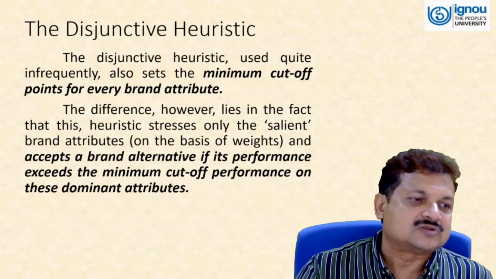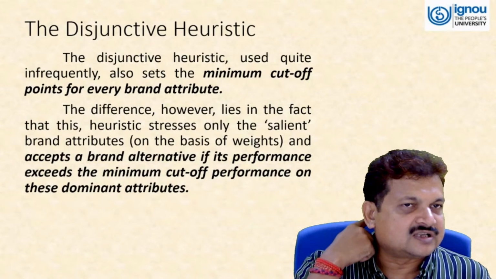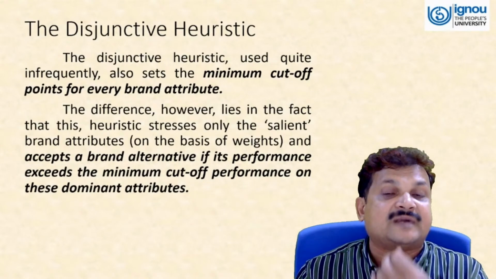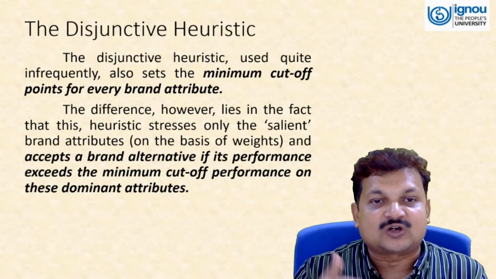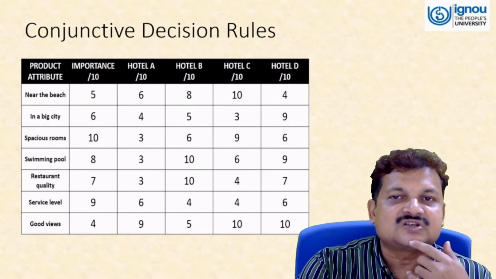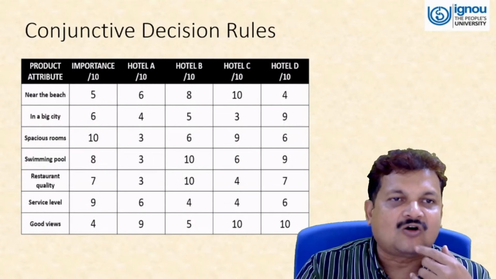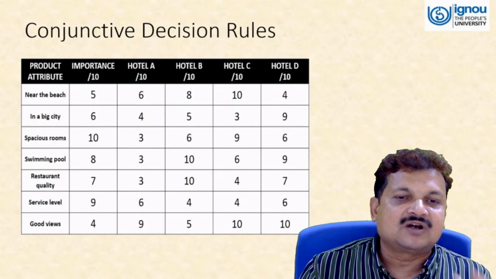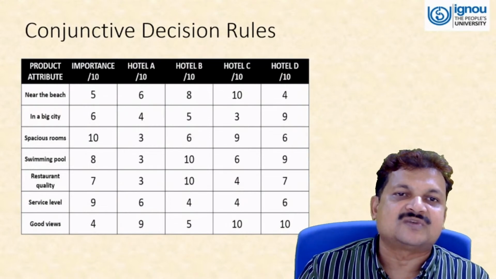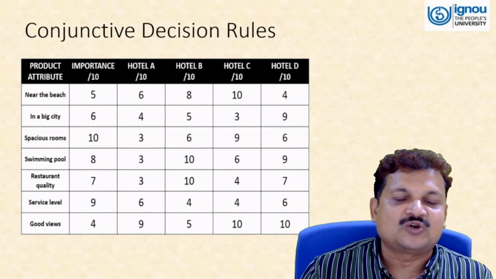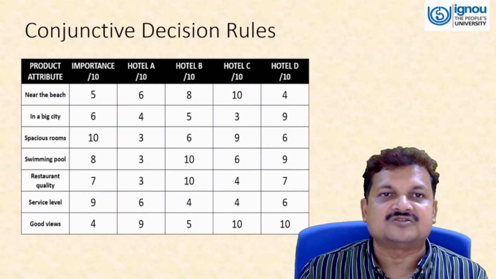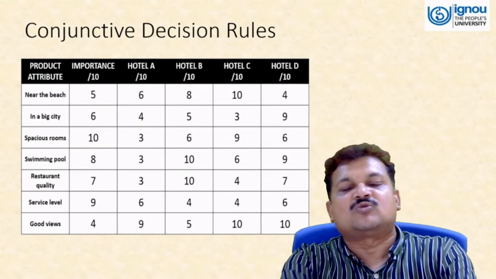Now disjunctive rules. Disjunctive rules, what is that? The disjunctive heuristics use the minimum cutoff points for every brand attribute. So one is the total brand attribute, second is this one. Here we are going to see the score. If you add all the scores and find the score is more than that, then you say your hotel is going to be selected. And if the score is less than that, then your hotel is not going to be selected. That is what happens in these rules. It means you add the total score.